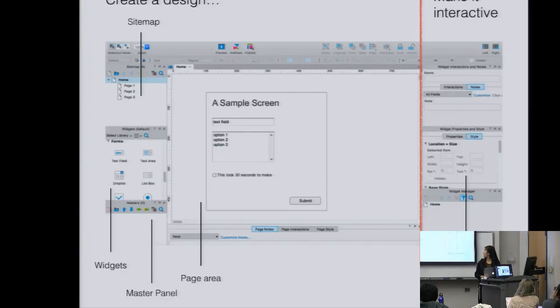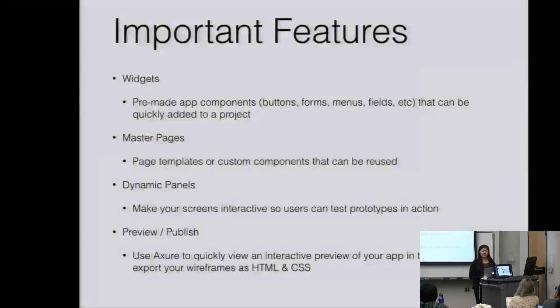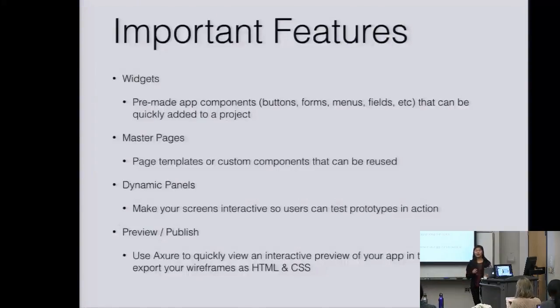So I'll go through each of these components. The first is widgets. There's pre-made widgets for you already: buttons, navigation, menus, form fields, tables, anything you probably need for a mockup. Master pages is kind of like the master templates in PowerPoint. So if you create a navigation bar in the master template, you can recreate it on every page that you use, so you don't have to keep doing it over and over again.